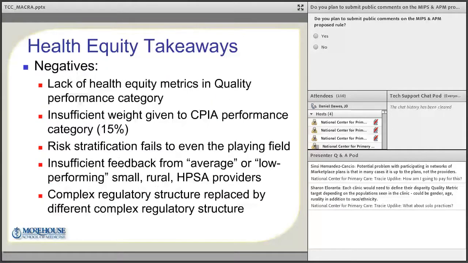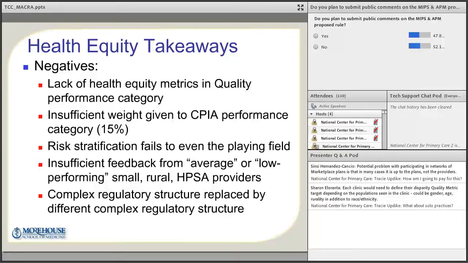The risk stratification fails to even the playing field. So we wanted to hear your thoughts on the risk adjustment, those three pieces that we talked about. And then, of course, whether the average or low performing small rural HPSA providers should also have their voices heard, and whether consideration should be addressed to their unique needs, not just the higher performing small rural and HPSA providers.